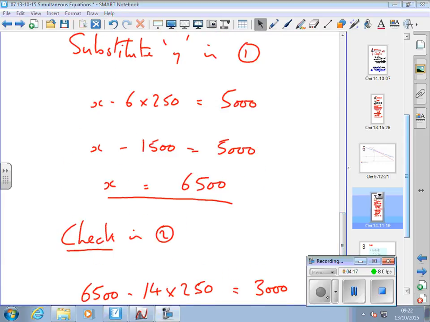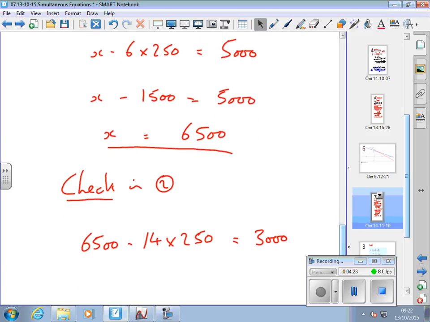So I substitute my value for y back in 1 to get x equals 6,500 and check in number 2, which seems to work, so I'm fairly confident I'm right. So the value of the contract was £6,500 and the forfeit was £250 a day.